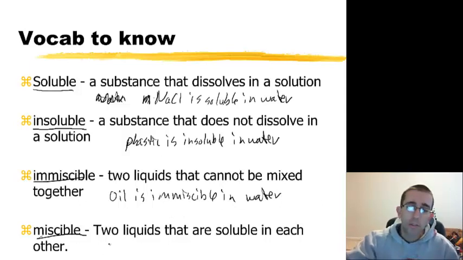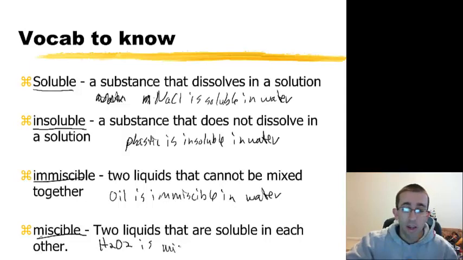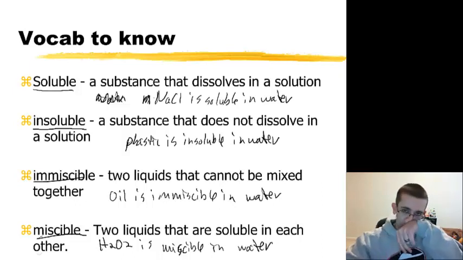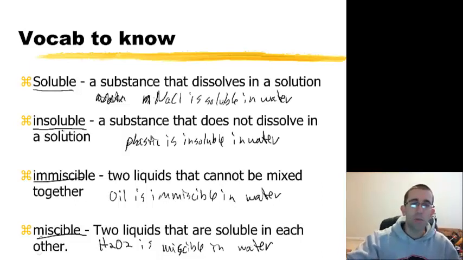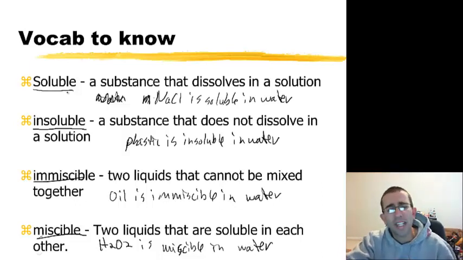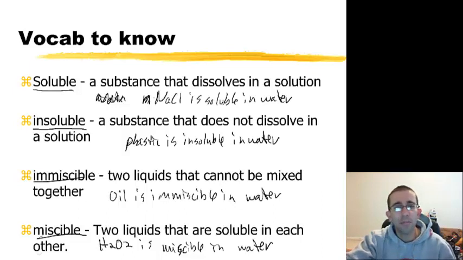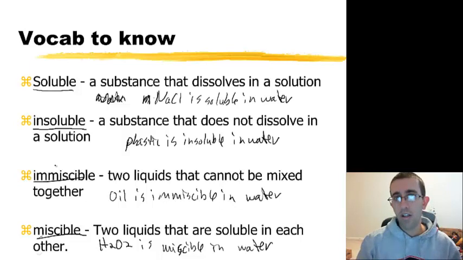Two liquids that are miscible? Well, hydrogen peroxide is H2O2. Hydrogen peroxide is miscible in water, so it will dissolve in water. So our four terms here: soluble and insoluble, usually referring to solids or gases in a solvent. Immiscible and miscible are usually referred to liquids. Immiscible can't dissolve in each other. Miscible can.